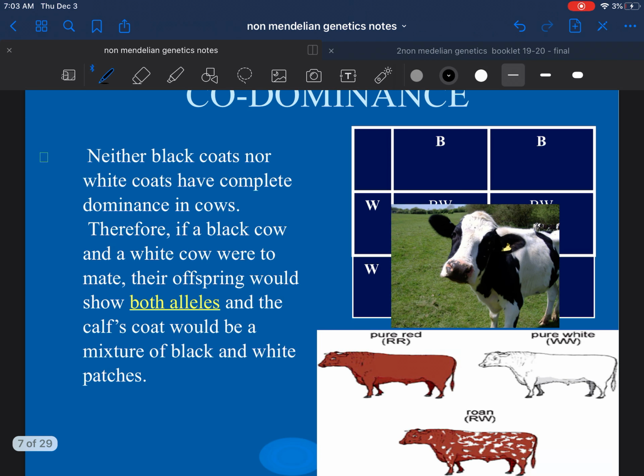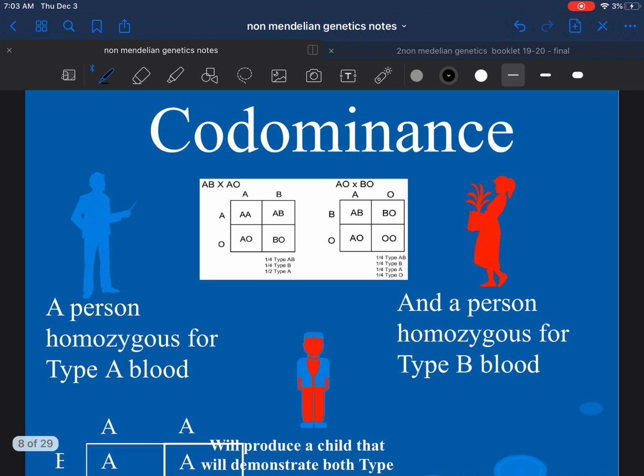So an example here would be like the pure red and the pure white. When they mix together, they create a roan color. So in the notes, you're going to write here an example of homozygous: a male homozygous type A blood and a female homozygous type B blood. And what are the chances of it being type AB blood? So you're going to write down this. Oh, it's already written down in your notes. Okay.